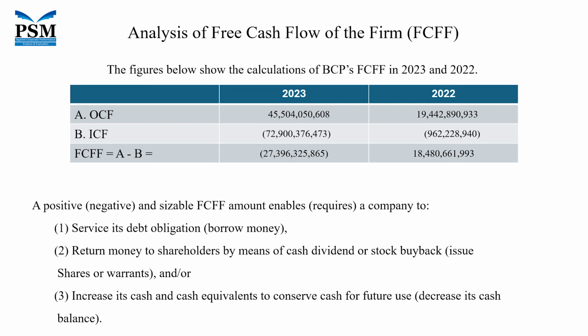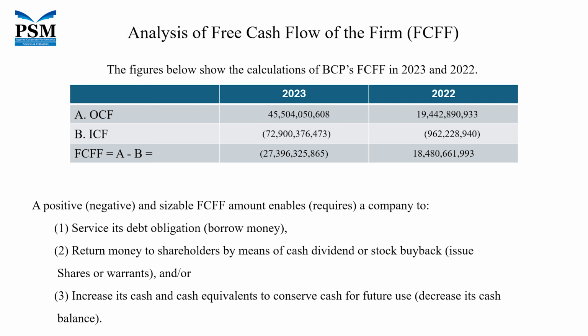Now FCFF equals operating cash flow, OCF, minus investing cash flow, ICF. So we look at the statement of cash flow. That's where we source the data from. Operating cash flow, 45 billion for the year 2023, 19 billion for 2022. Now we take the investment amount from the investing section of the statement of cash flow: negative 72 billion for the year 2023, and 962 million for the year 2022.